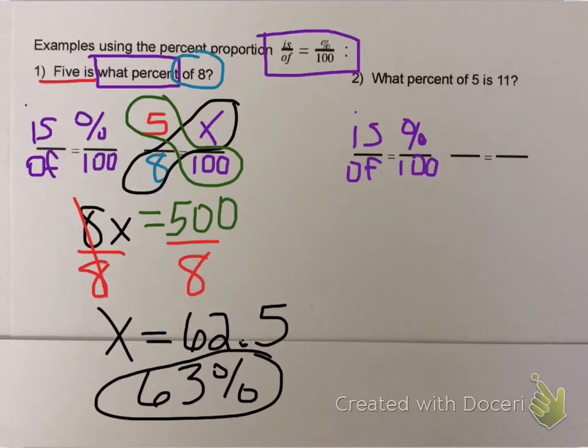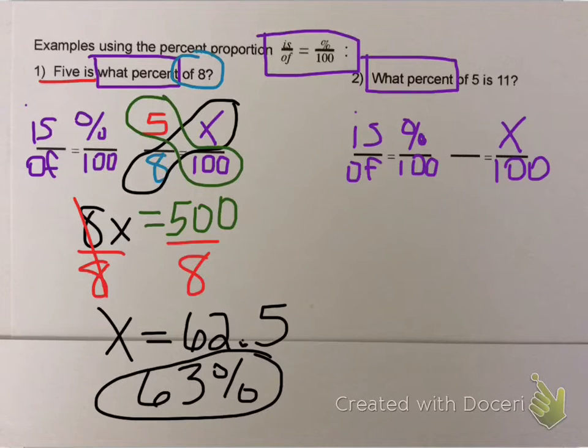Okay, and the first thing we're going to look for is the percent. What percent of 5 is 11? Very similar to number 1. What percent? I don't know the percent, so I'm going to put in an X. And of course, I forgot to put in that 100. Okay, that's always there. The next thing that I'm going to look for is going to be the word of.